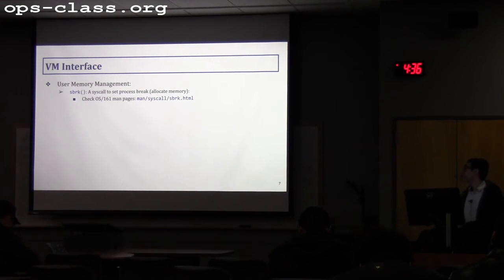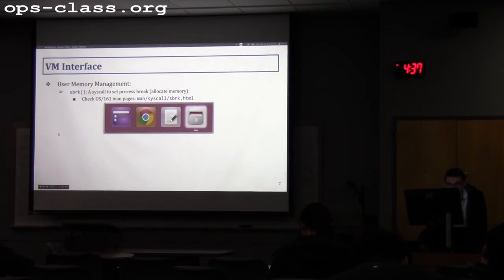We also have one more syscall that you need to implement, which is SBREAK, and this is for the heap. So basically SBREAK sets a process break, which means, let's say, allocate memory. If I define a region for the heap, then the initial size will be zero. And as I call SBREAK, I should allocate memory in the heap using that syscall. You can go through the details of that syscall in the man pages.